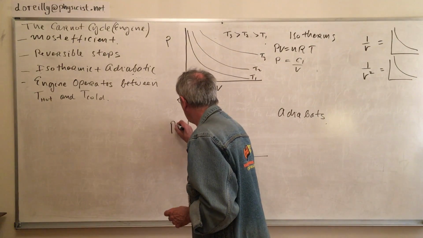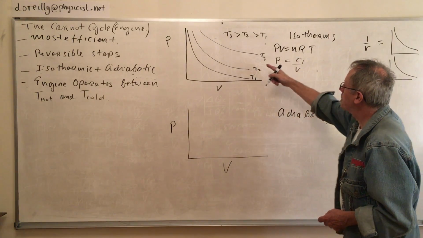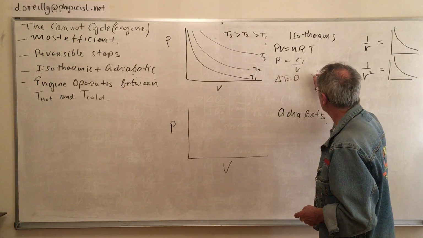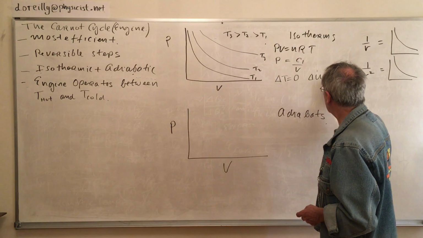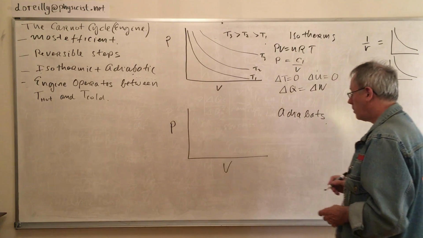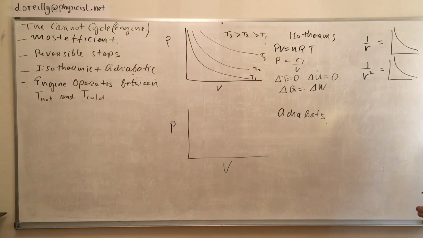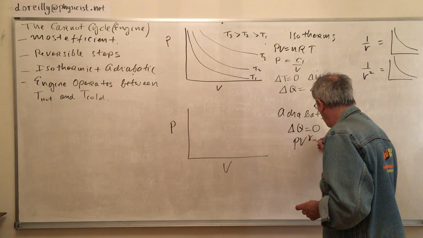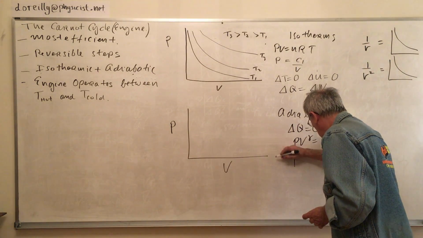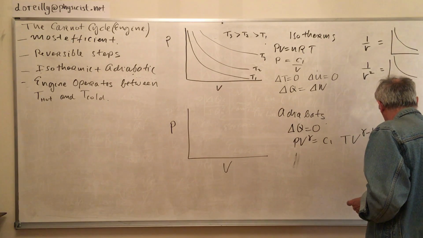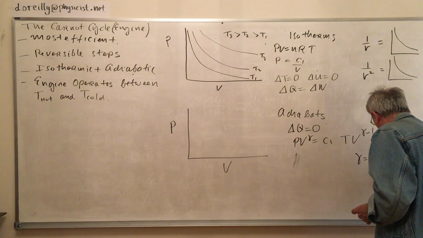Now for a PV diagram, these are isotherms, each at the same temperature, delta T equals 0, delta U equals 0, and so forth. Delta U equals 0, delta Q equals delta W. So the work done is the heat involved. For adiabats, delta Q equals 0. P V to the power of gamma is constant. T V to the gamma minus 1 is another constant. And gamma equals Cp over Cv.